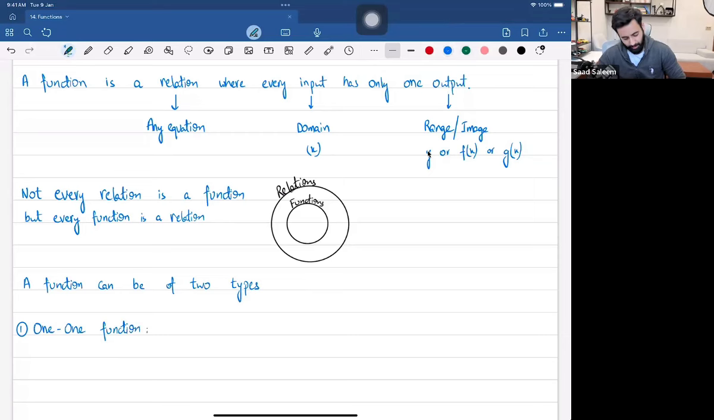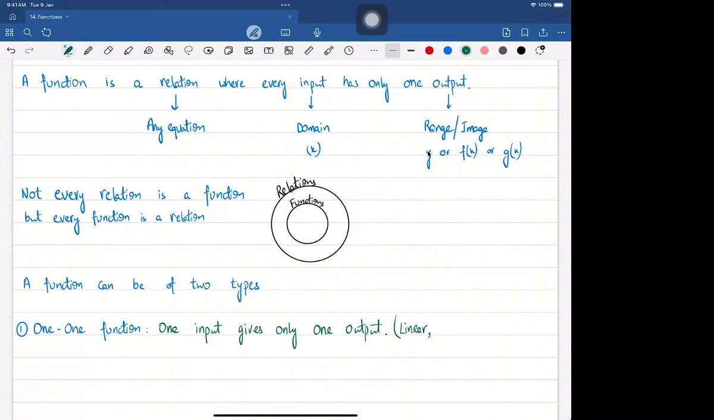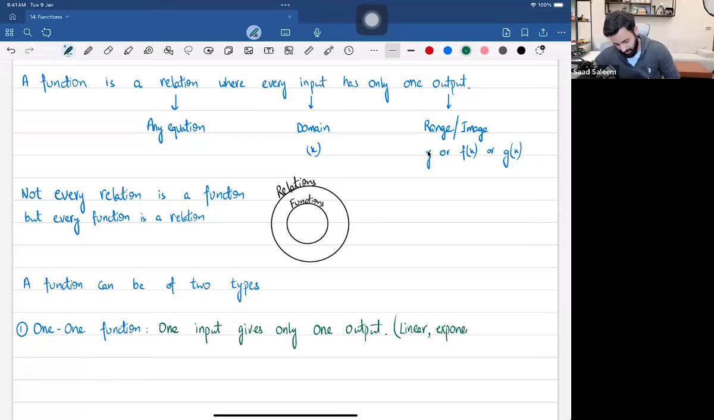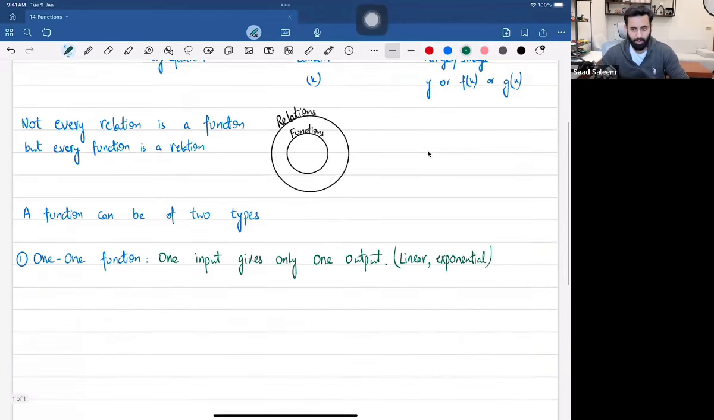A one to one function is basically a function where one input gives only one output. You plug in one value, you get one value in return. For example, linear. A linear function is where if you plug in one value, you get one value in return. Any other function where if I plug in one value, I'll get one value in return? Exponential. Very good. Exponential is also one of those functions. Like for example, 2 power x. अगर मैं x की जगह 2 रखूंगा तो एक वैल्यू आएगी, 3 रखूंगा तो एक वैल्यू आएगी, 4 रखूंगा तो एक वैल्यू आएगी. But the idea is that we will get only one value in return.